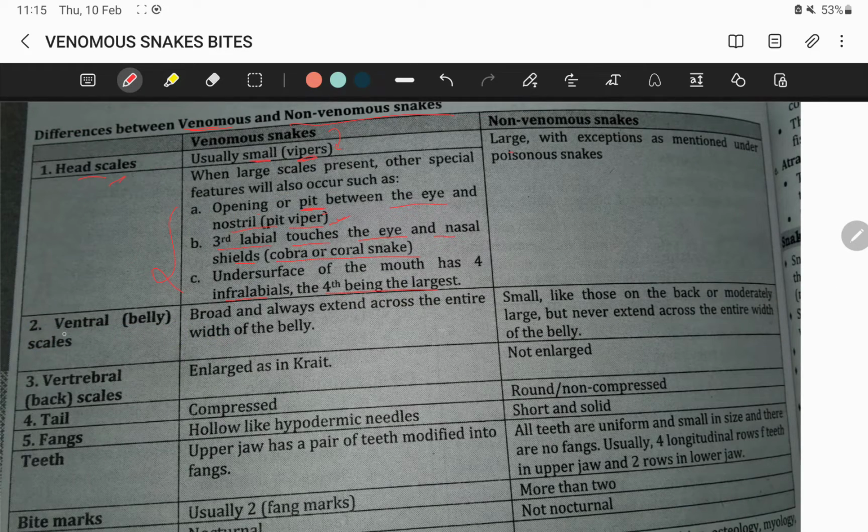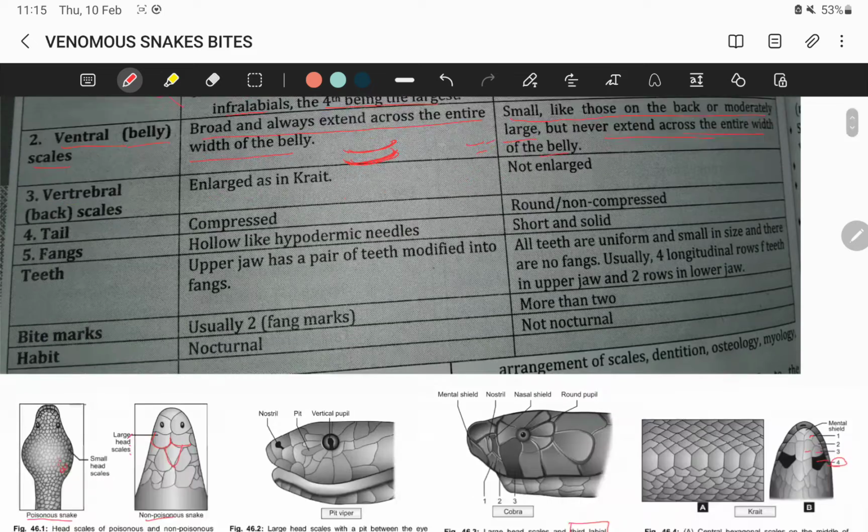Then the ventral belly scales. They are always broad and extended across the entire width of the belly in venomous snakes. But in non-venomous snakes, those on the belly are small or moderately large but never extend across the entire width. So in the venomous snake the ventral scales extend across the width of the belly, but in the non-venomous they won't.